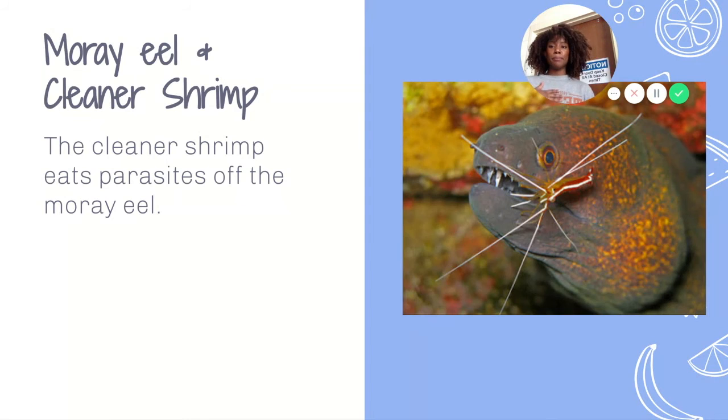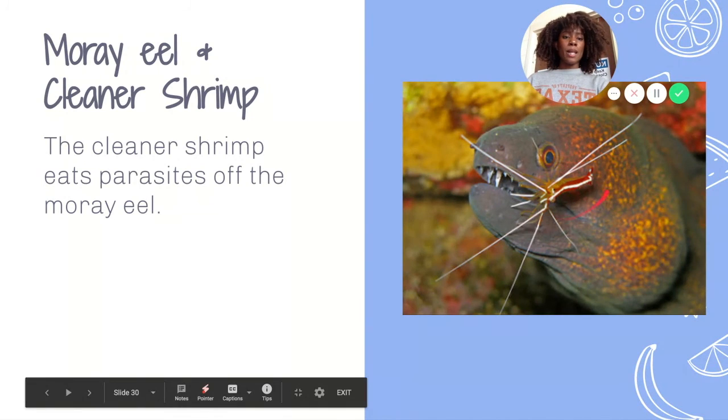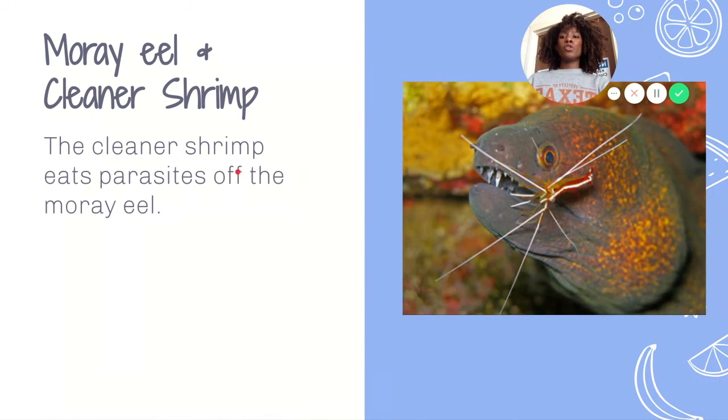The moray eel and cleaner shrimp. There's this shrimp, that's this right here, eats parasites off of the moray eel. So if you are the shrimp and you're eating, are you being hurt, helped, or unaffected? Okay, if you are this eel and you had parasites on you that are being cleaned off, are you being hurt, helped, or unaffected?